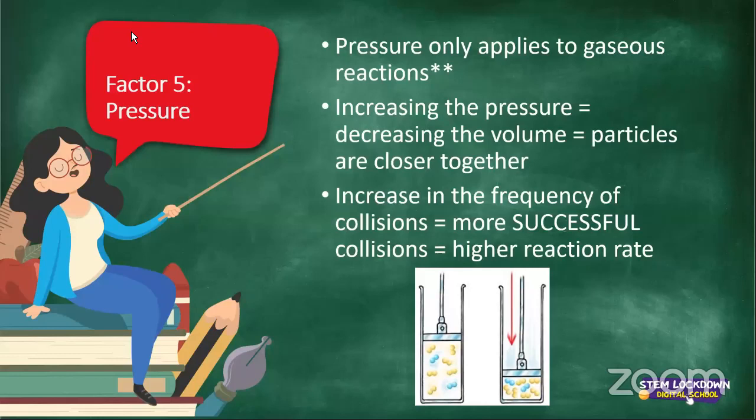So you'll get the picture on the left. When you increase the volume, it means the space between your particles becomes bigger because they're further apart. And that means the chances of them bumping into each other is less. So you'll have less frequent collisions, less successful collisions, and your reaction rate will actually decrease.